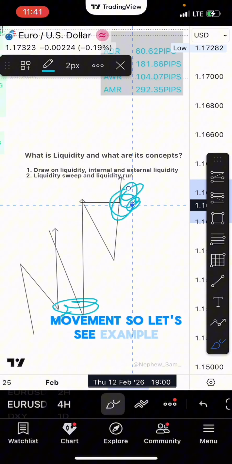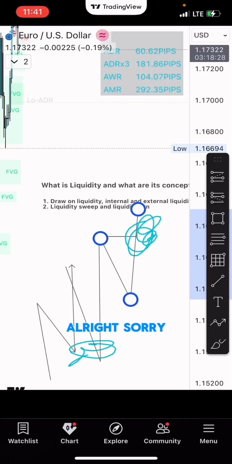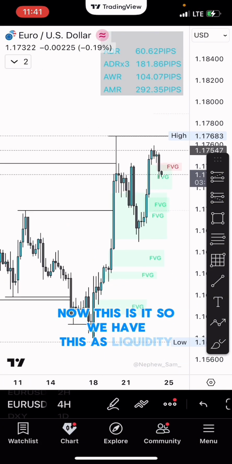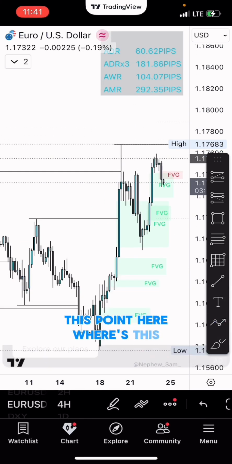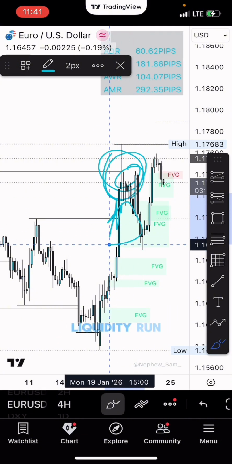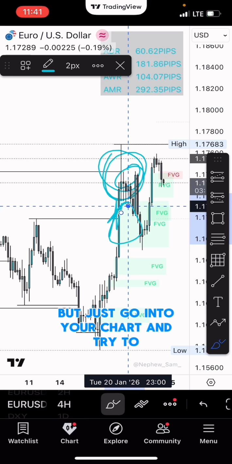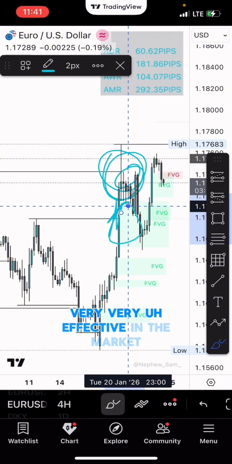So let's see an example. All right, now this is it. So we have this point here as liquidity sweep, while this is liquidity run. There won't be time for plenty of examples, but just go into your chart and try to note this point, and you'll see how very effective it is in the market.